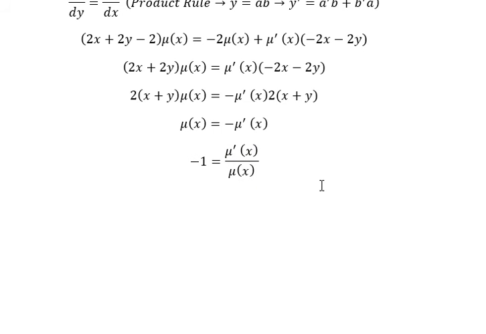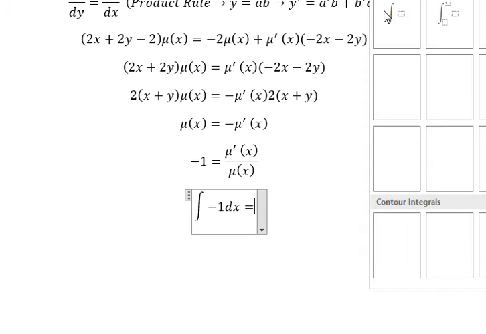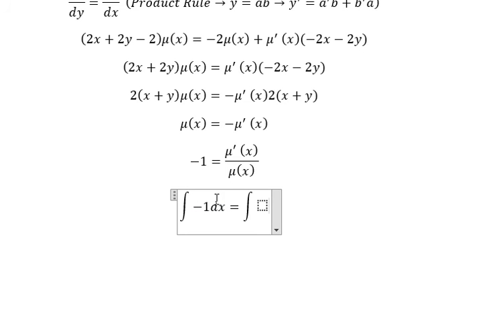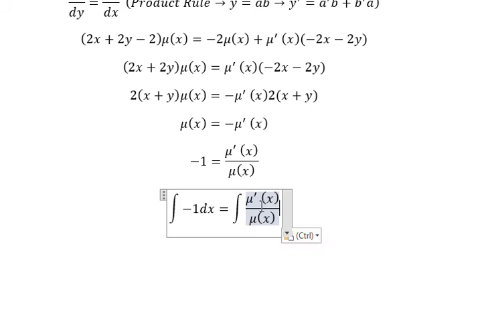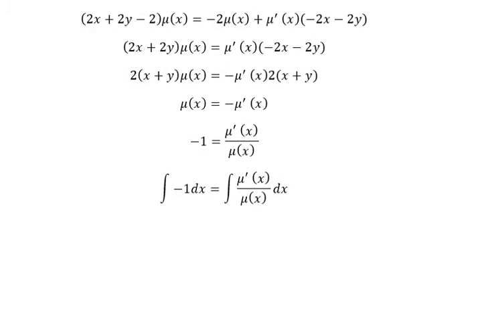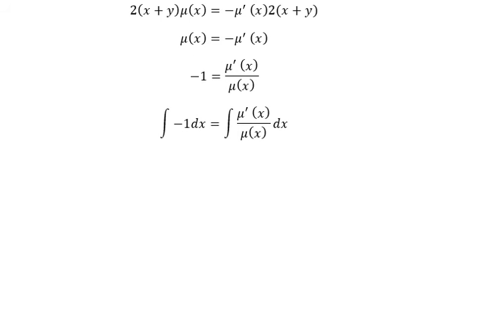Next, we put the integration for the both sides. So we have negative number 1 dx. Now, because we have s, that's why we put dx. Next, the integration of negative number 1, that is about negative s. The integration of this one, that is about Ln of the absolute value of mu s. Now we have the formula in here.